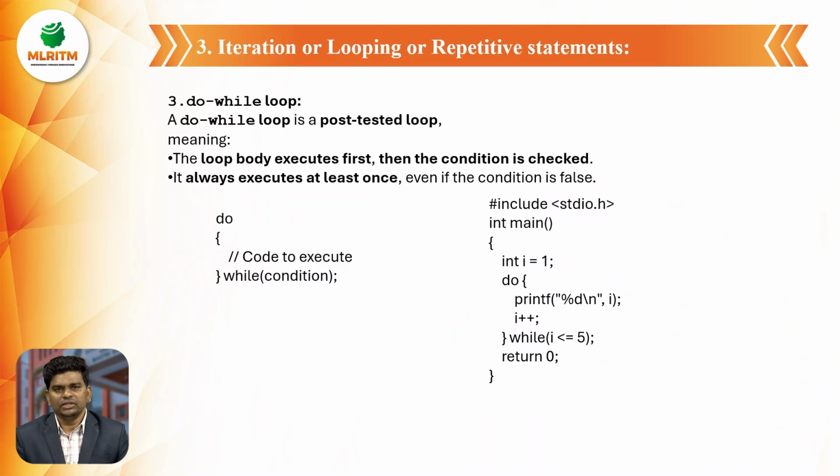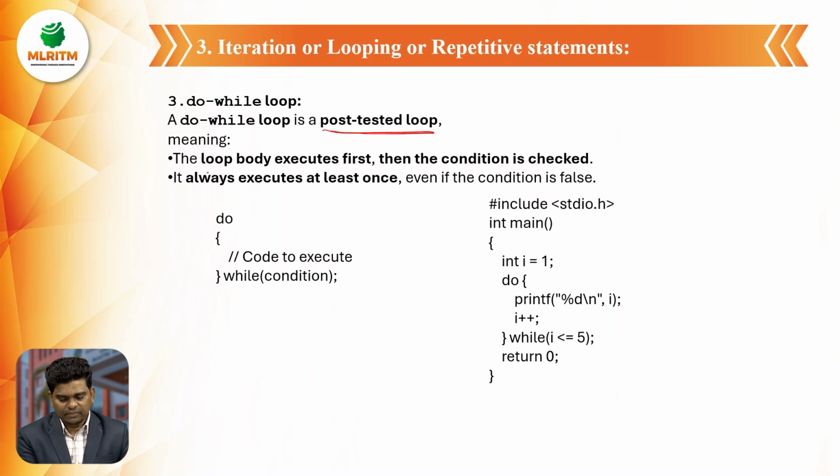Next we'll move to one more loop construct, that is do while. Do while is a post-test loop. Sorry, while is a pre-test loop and do while is a post-test loop. What do we mean by a post-test loop? First it executes the statements, then checks the condition. Whereas in while, it first checks the condition, then executes the statements. In do while, it first executes the statements, then checks the condition. That's why it is called post-test: we are testing after executing the statements.